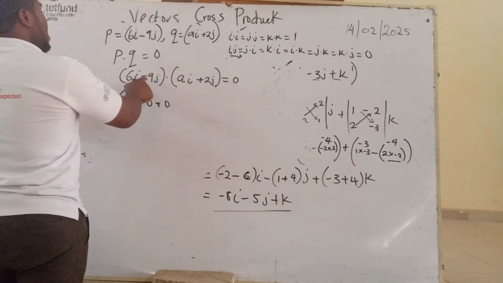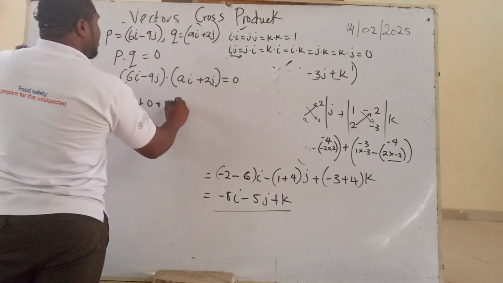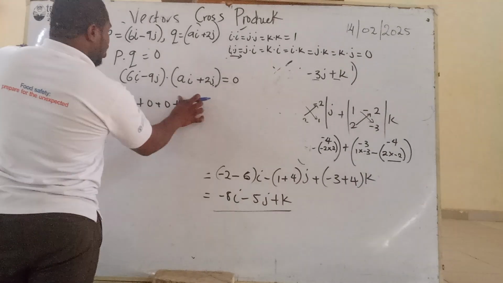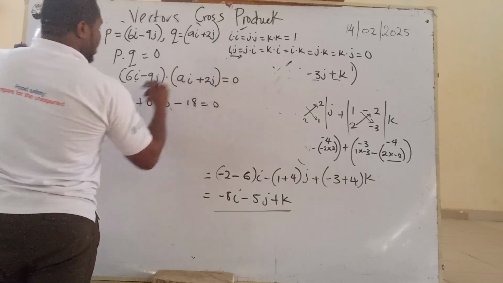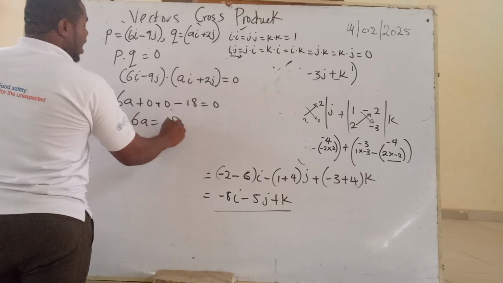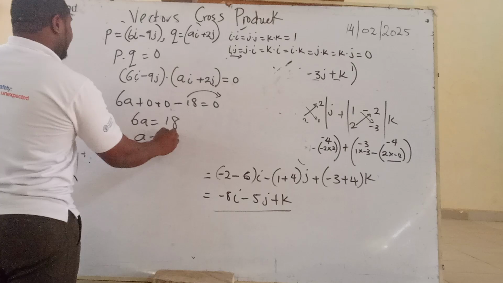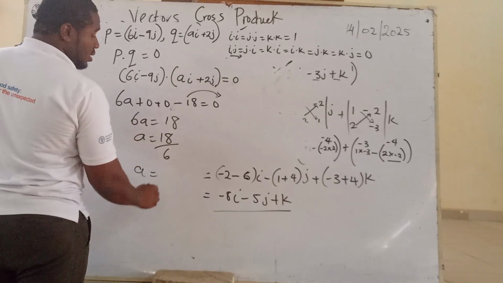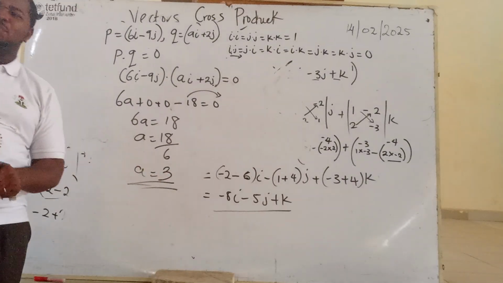Now, lastly, minus 9j multiplying 2j is going to be minus 18, and the whole thing is equal to 0. So I have 6a is equal to 18 when this crosses to the right side. So a is going to be 18 upon 6. A is 3. And that's your answer. Can you see how simple math is?